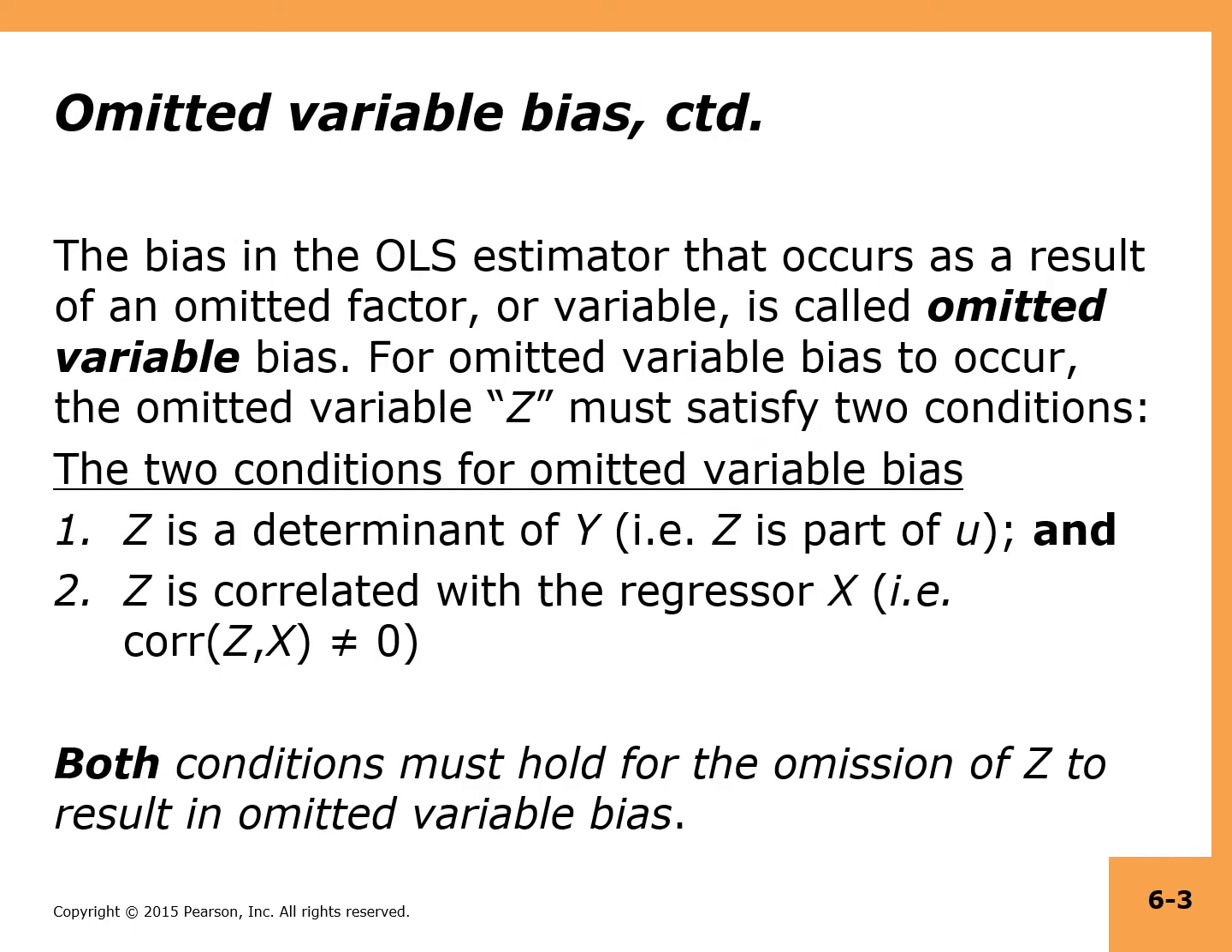So in order for us to say that there's an omitted variable bias, there have to be two conditions that are met. First, z, the omitted variable, is a determinant of y. And second, z is correlated with the regressor x.